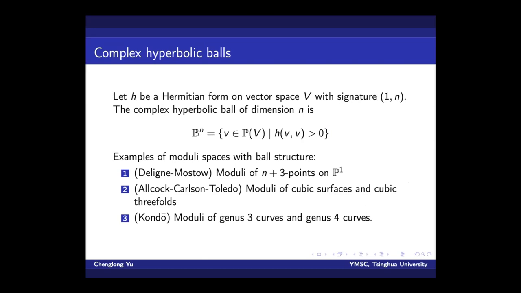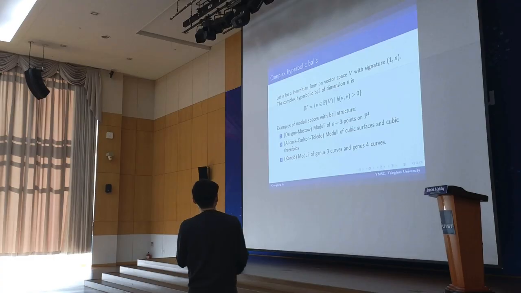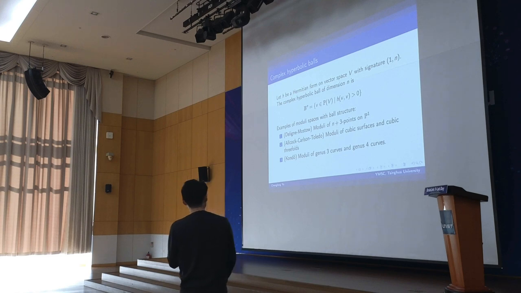Today's talk will focus on a very special type of Hermitian symmetric domain. Let me define it. If you have an n plus 1 dimensional complex vector space V together with a Hermitian form, and the signature is (1,n), then the complex hyperbolic ball of dimension n is defined to be the positive vectors in the projectivization of V. If you write down the equation using the standard Hermitian form, you'll find it's actually a ball inside C^n. That's why it's called a complex hyperbolic ball.